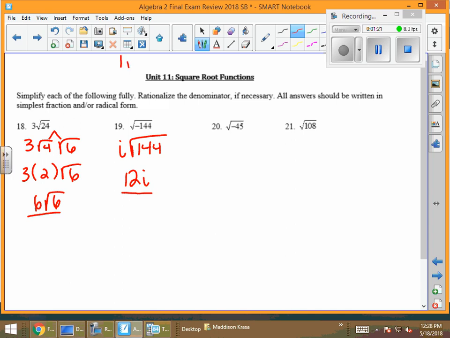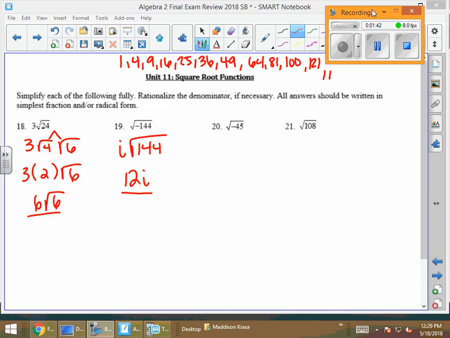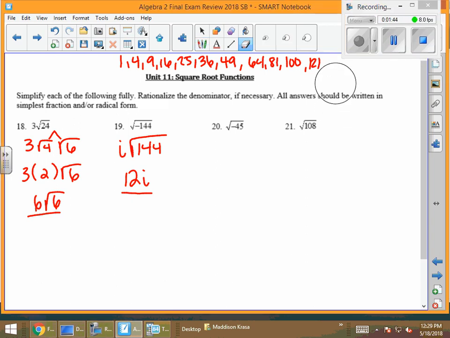If it helps you, I will write the perfect squares up here. There's the first 10. We could do 121 and 144 as well.